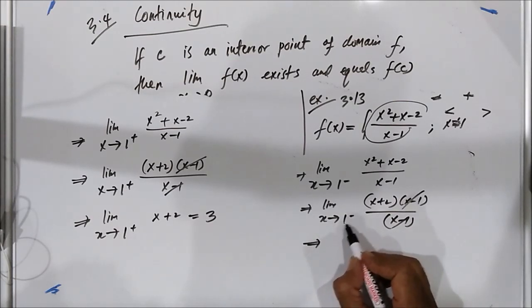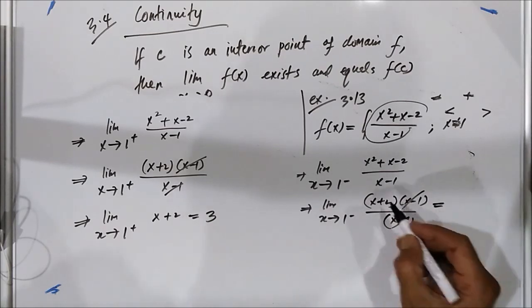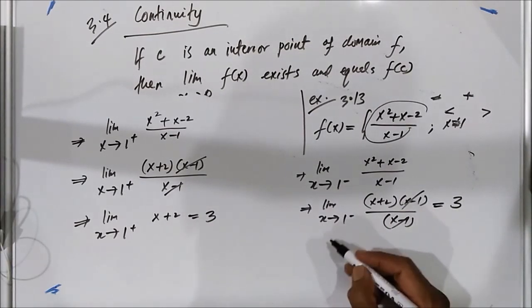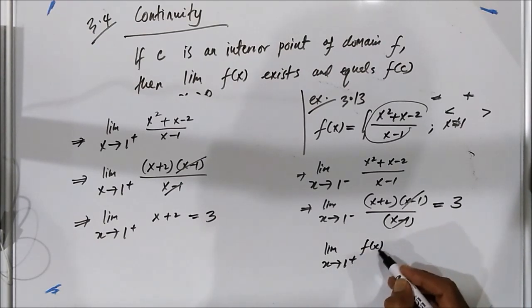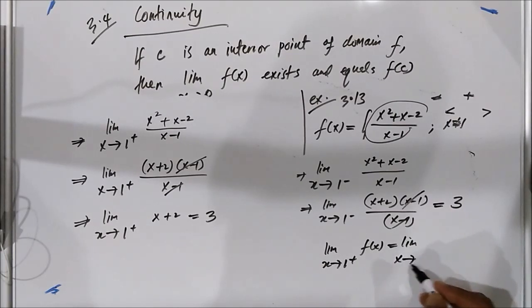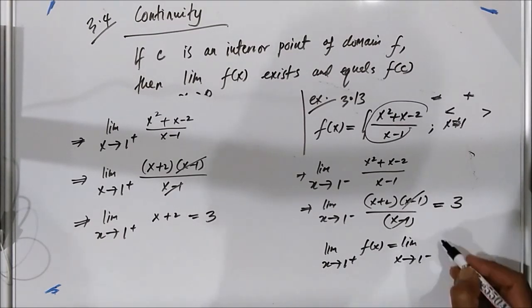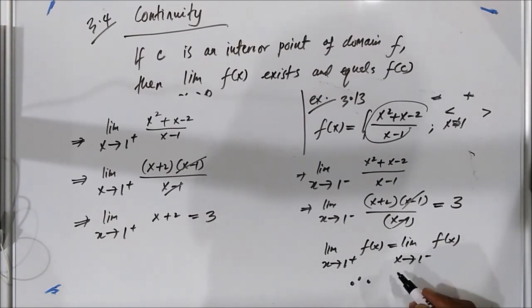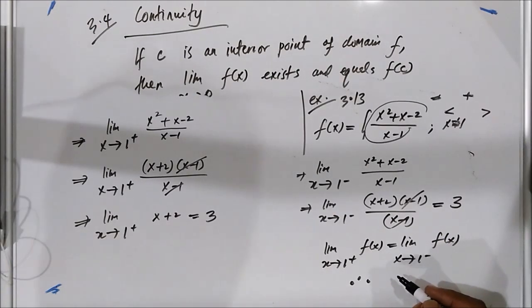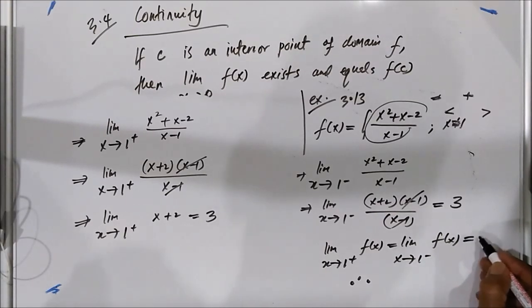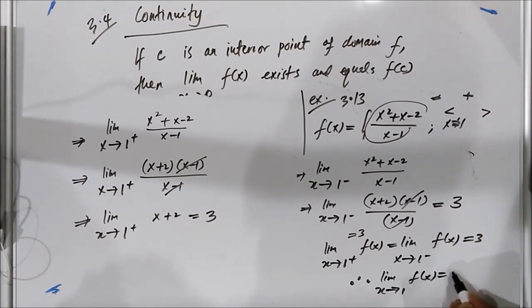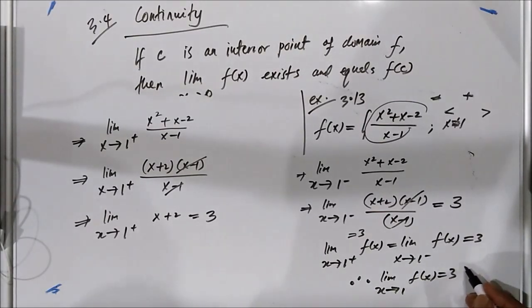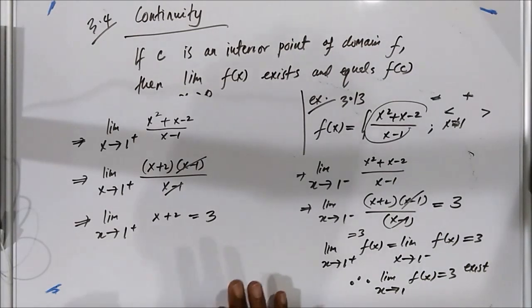So if I substitute the value of 1 here, I get 1 plus 2, which is equal to 3. Meaning that the limit of x approaching 1 in the positive direction of f(x) is equal to the limit of x approaching 1 in the negative direction. Therefore the limit is equal to 3 on this side, and this also equals 3. Therefore the limit of x approaching 1 of f(x) equals 3, meaning that the limit exists. So we have proved that the limit exists.